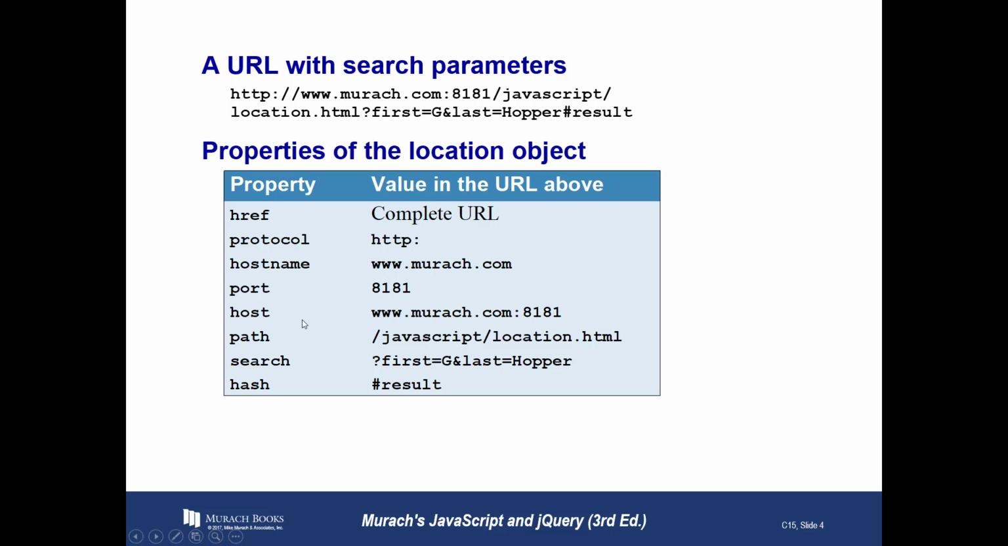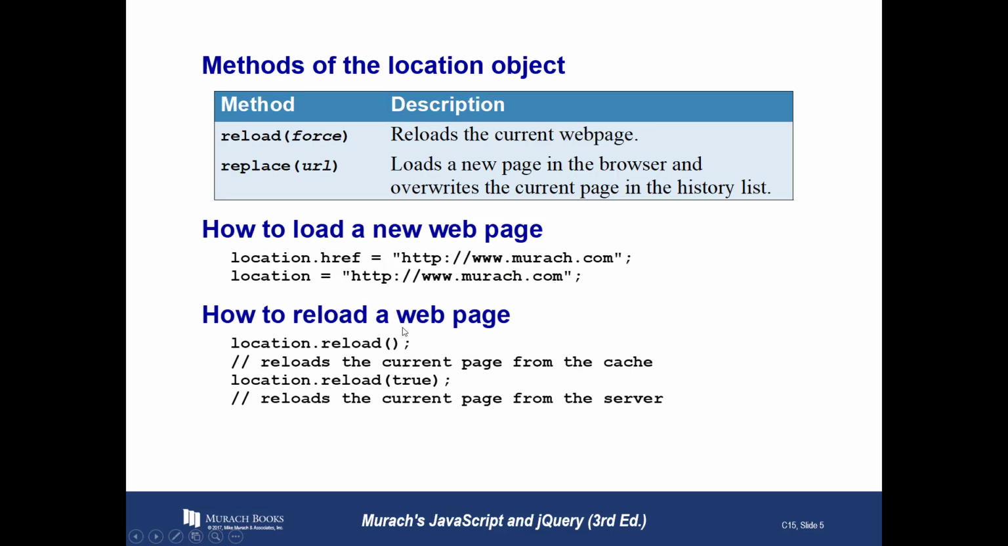www.muroc.com:8181. The path, JavaScript location HTML, means that once I get to the Muroc site here, I want to go to the JavaScript folder and I want to find the location.html file. This is again what we're searching for, and it's going to put all that together into a result. Now that may not have been the best explanation, but everything I said in there was correct. All right?